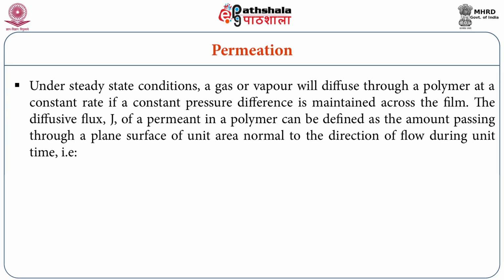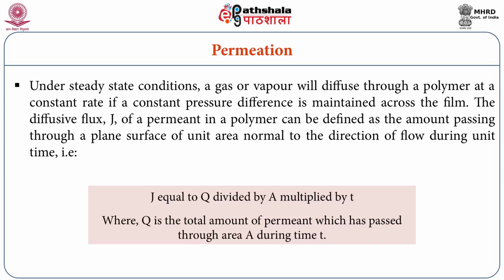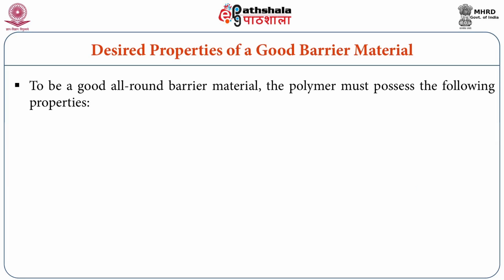The diffusive flux J of a permeant in a polymer can be defined as the amount passing through a plane surface of unit area normal to the direction of flow during unit time, that is J equals Q divided by A multiplied by t, where Q is the total amount of permeant which has passed through area A during the time t. Looking at the desired properties of a good packaging material or good barrier material.